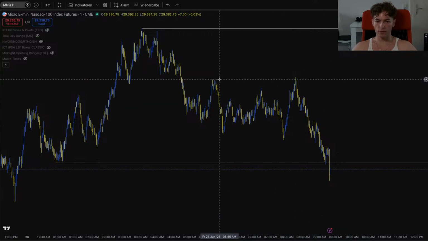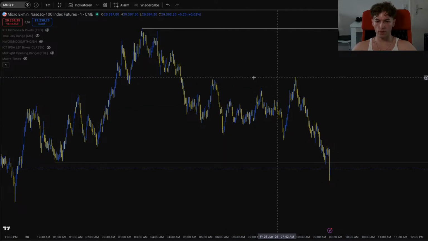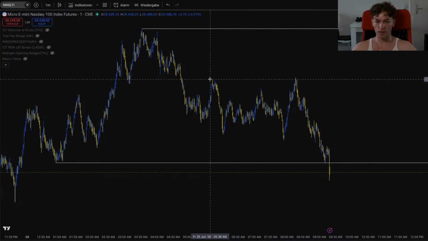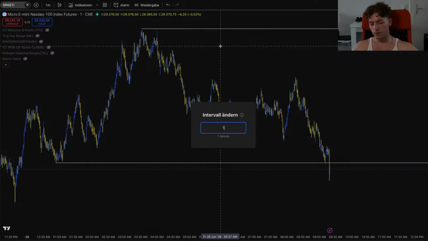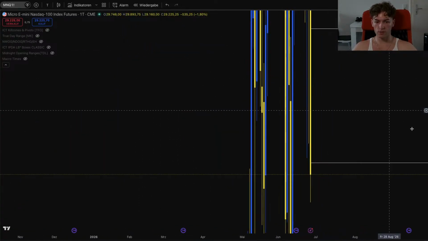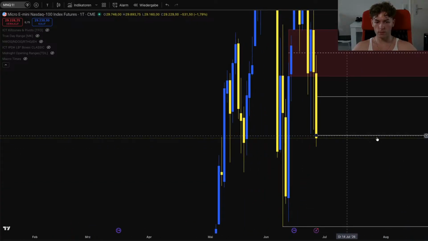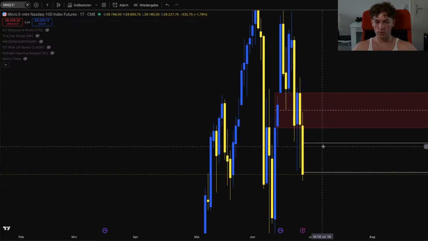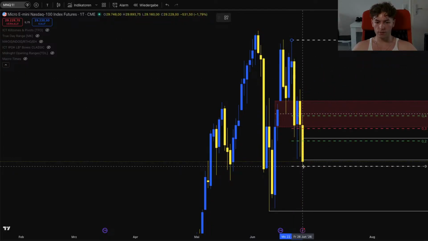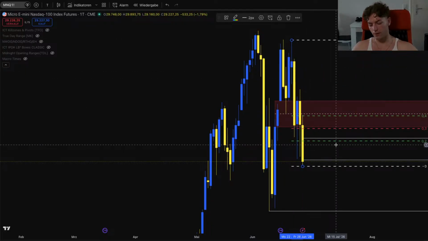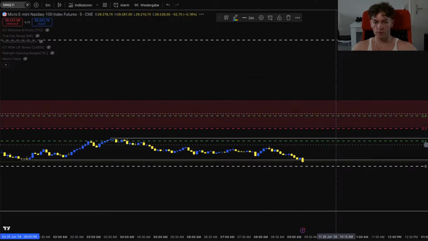We left these. Okay, no, they are not relatively equal. This high is higher than this one, so we have these relatively equal highs. And let's go back into the daily chart real quick, and let's keep these TGIF levels like this, and go back to the 5-minute.